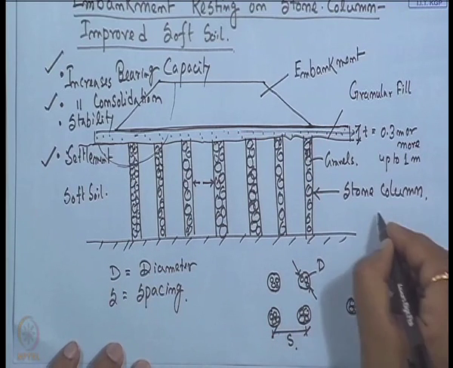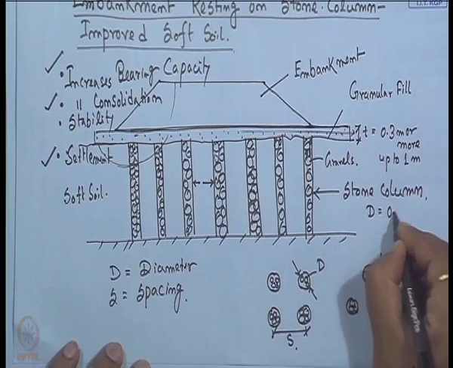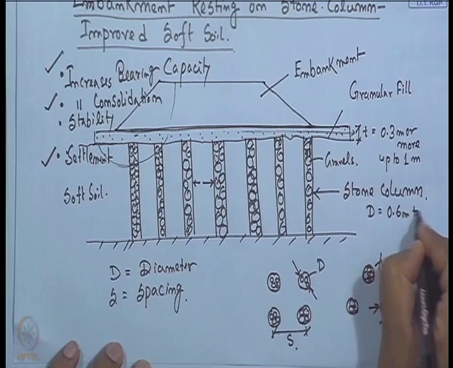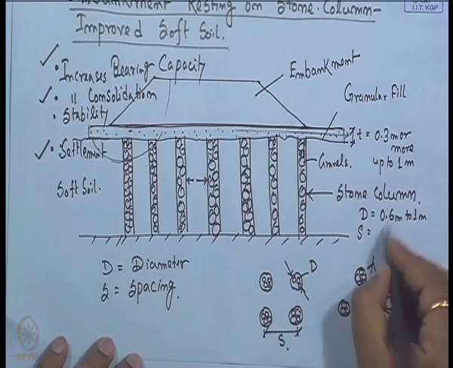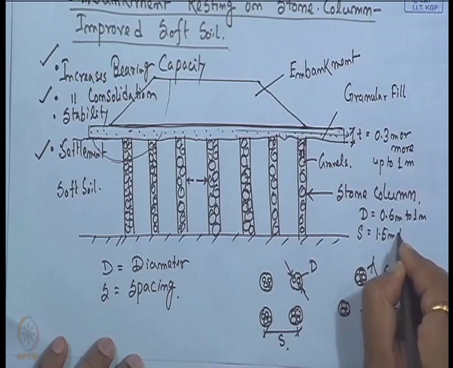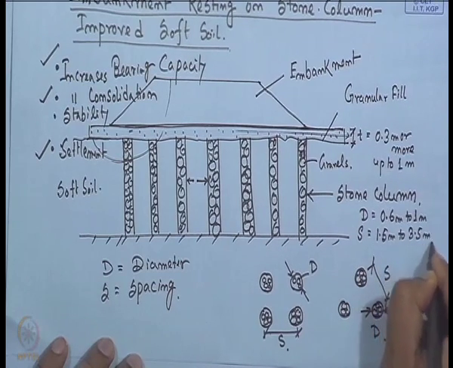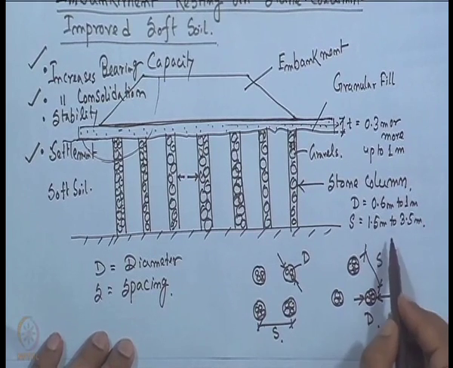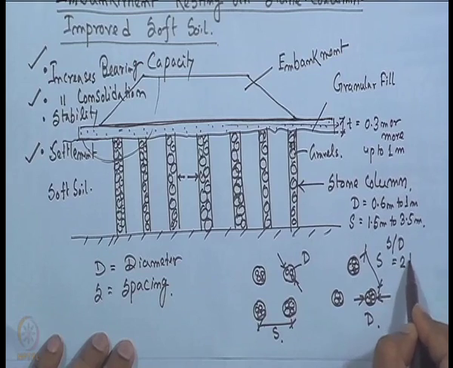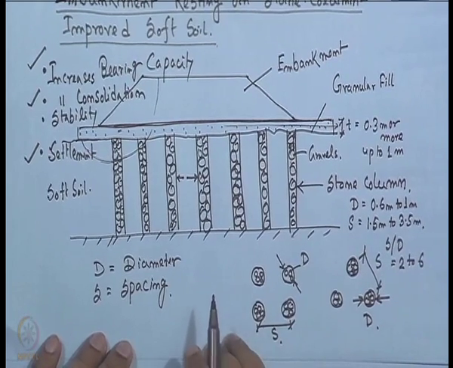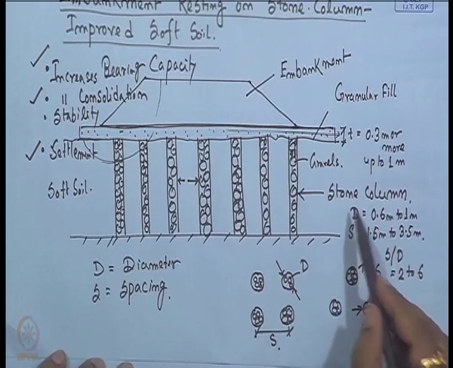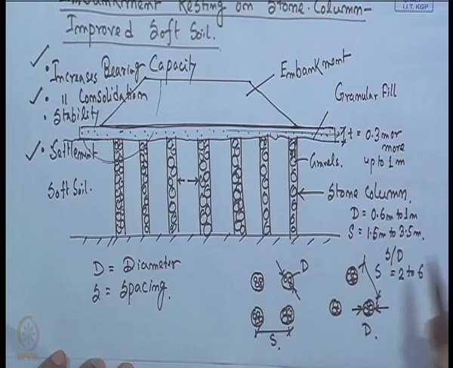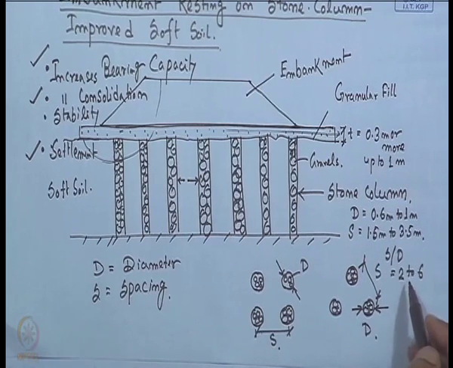Now, the typical diameter of the stone column varies from 0.6 meter to 1 meter, and the spacing generally varies from 1.5 meter to 3 to 3.5 meter. So, this is the range. So, the S by D ratio varies from 2 to 6. So, these are the general ideas of what the diameter of the stone column is and what the spacing between the stone columns is; the S by D ratio is generally 2 to 6.